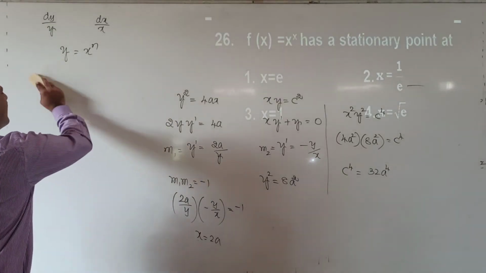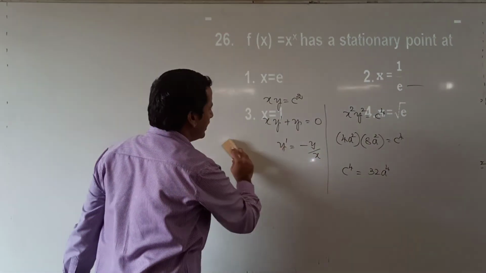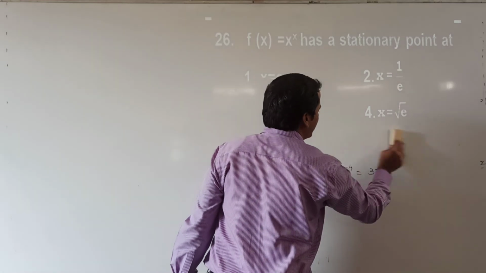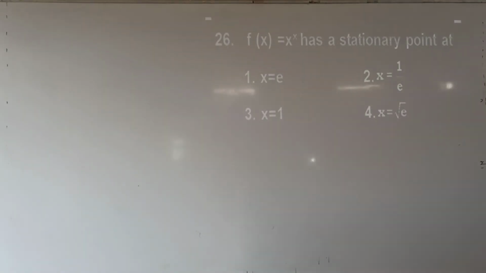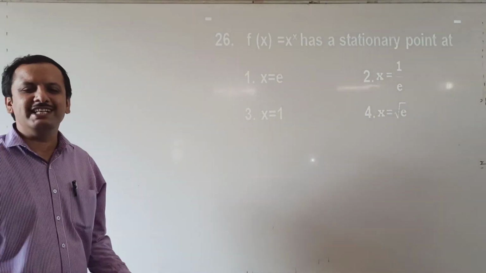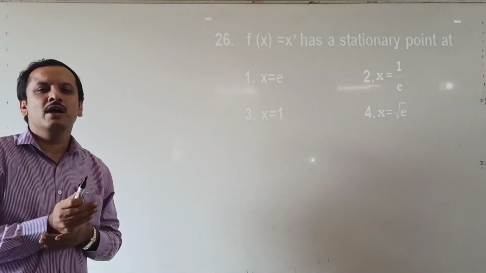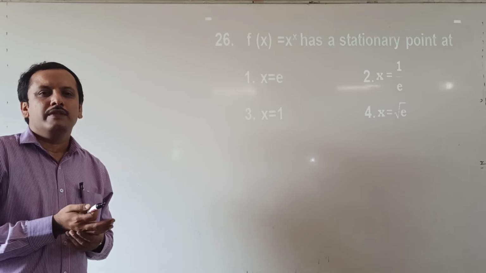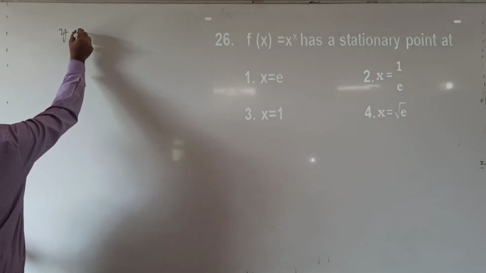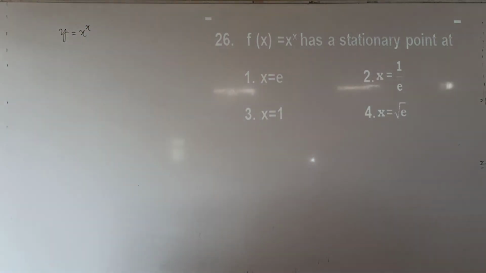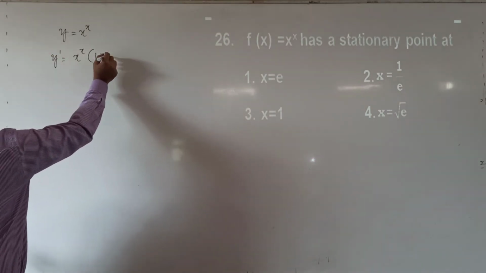26th question. F of x is equal to x power x has a stationary point at. Stationary point means what? Stationary point means the point where the function is neither increasing nor decreasing. In other words, it is stationary, which means at that point either the function is not differentiable or the derivative is 0. So f of x, or I call it y, is equal to x power x. Derivative should be 0 at this point. Differentiate it. Y dash is equal to x power x into 1 plus log x.